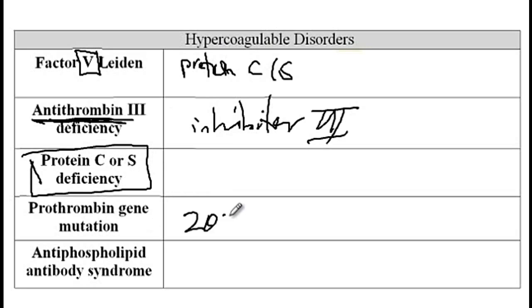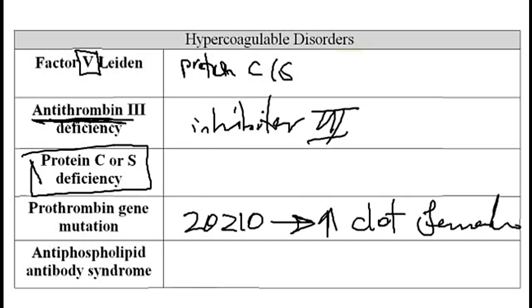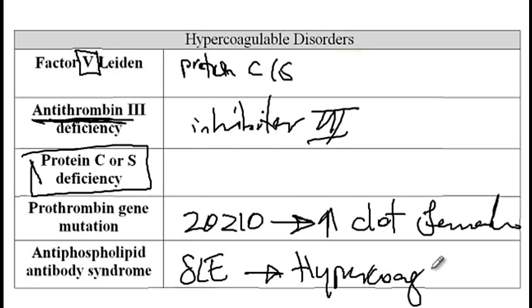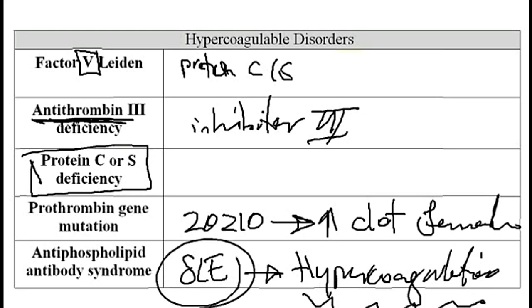And then the 20210 mutation in the prothrombin gene will cause increased risk of clot formation. As for antiphospholipid antibody syndrome, this is secondary to lupus, or SLE, and these patients will develop hypercoagulation, and thus there is increased risk of pregnancy abortion because of the hypercoagulation in these patients. And that concludes our discussion.